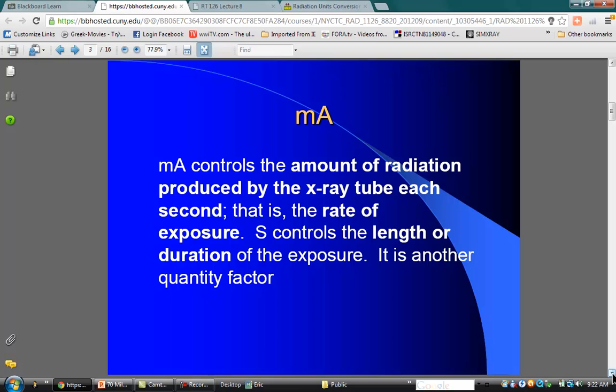So first of all, mA controls the amount of radiation produced by the X-ray tube each second. So this is known as our rate of exposure. Then we have the time that controls the length or the duration of the exposure. As we all know, both of these factors are quantity factors. They talk about how much radiation, how many electrons you're creating at the cathode, and how many photons you will be ultimately producing at the anode.